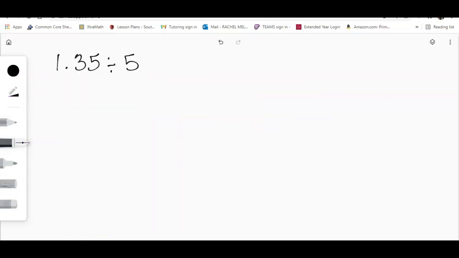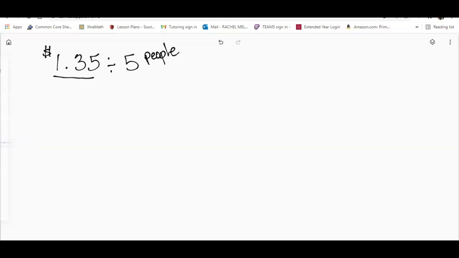So let's do another one. This time we have 1.35 divided by 5. I think I'm going to think about this as money. I have $1.35 and I want to share that between 5 people. Okay, so that's the context for this problem.